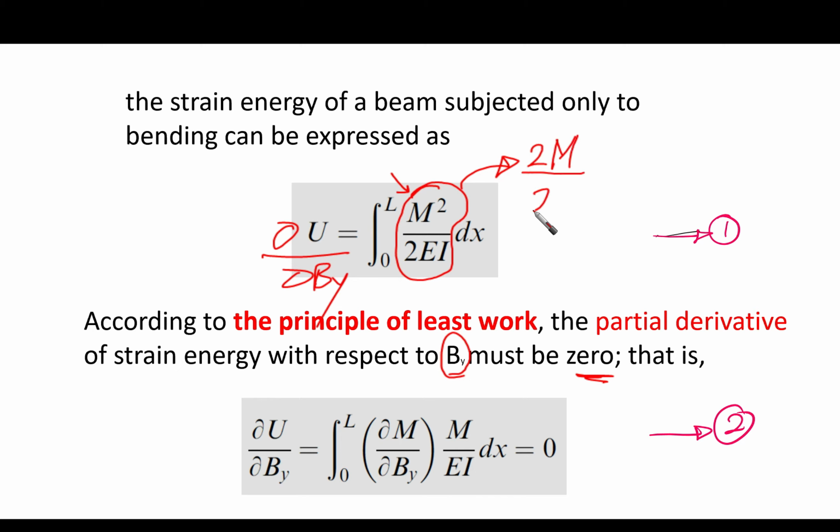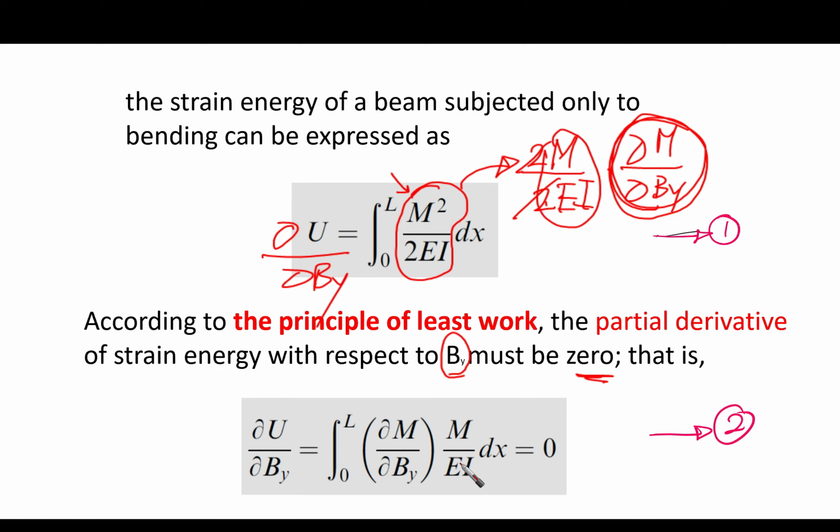over 2EI times partial m, partial By, right? This is the m squared, so it is going to be 2m over 2EI as it is, and then I multiply by the chain rule, partial m, partial By. This is what's happening here. This is partial m, partial By, and then we have m. The 2 cancels with this, so we end up with m over EI times partial m, partial By.